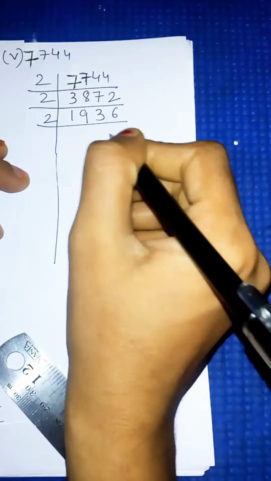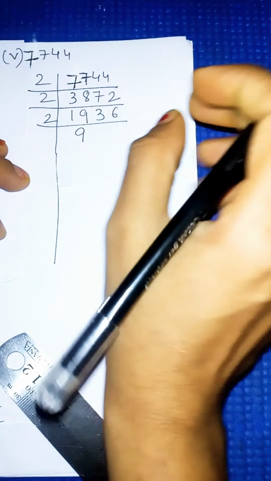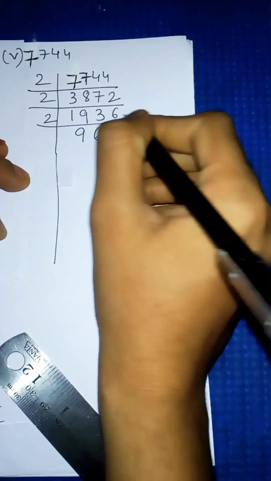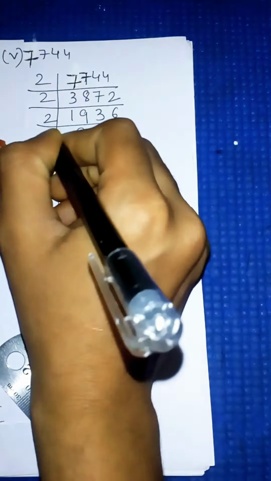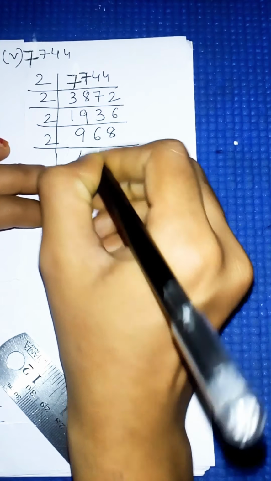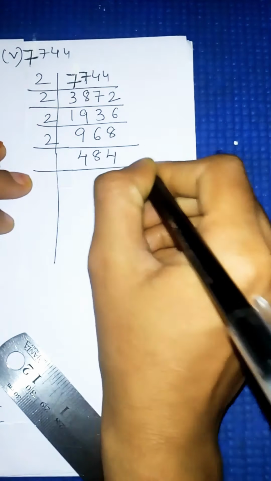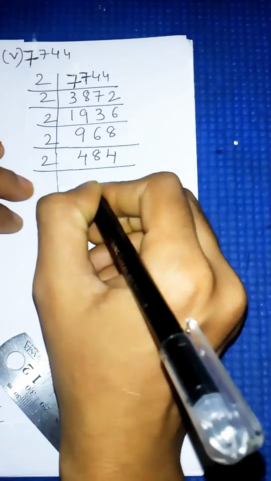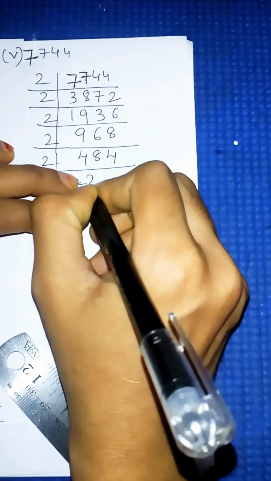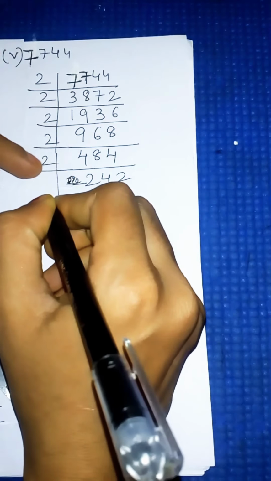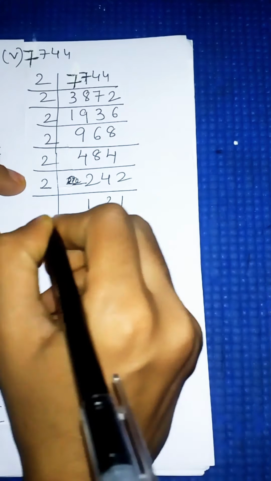Now again with 2. So 2 9s are 18, we will take. 1 left, 1 3 is 13. So 2 6s are 12, we will take. Again 1 left, 1 6 is 16, means 2 8s are. So 9 68. Again we will take with 2. So here 2 4s are 8. 1 left. So 2 8s are 16 and 2 4s are 8. So 4 8 4. Now again with 2. So 2 2s are 4, 2 4s are 8 and 2 2s are 4. Again with 2 we will start. So 2 1s are, 2 2s are and again 2 1s are.